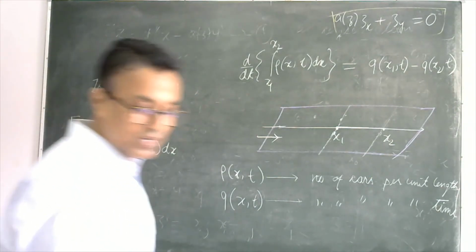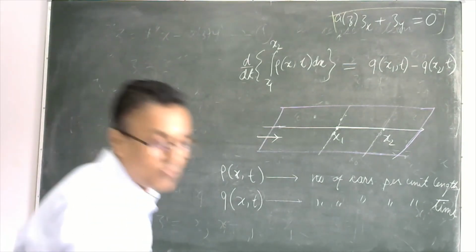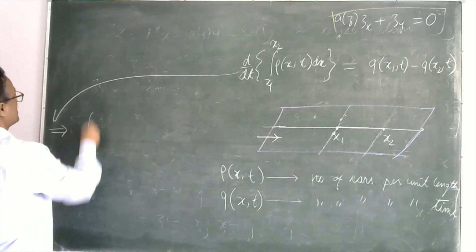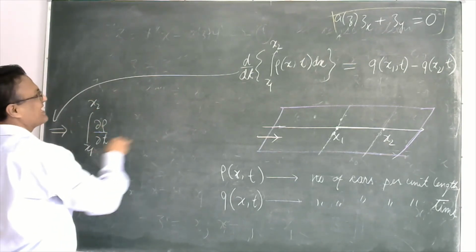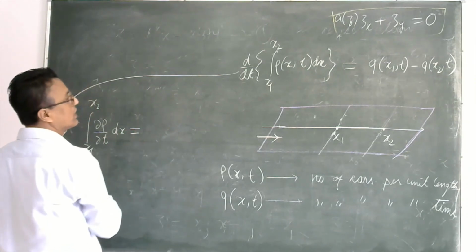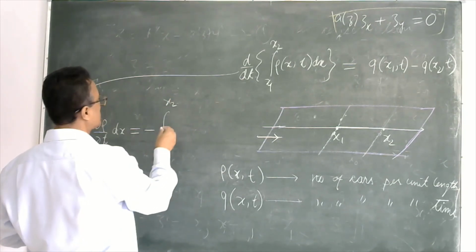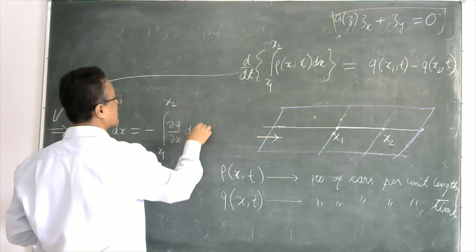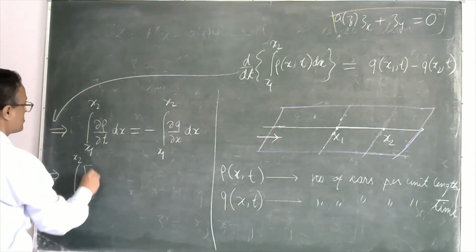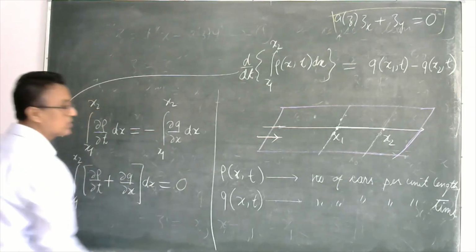So then what we can do? Now from this equation, I can write it as the integral from x1 to x2 of d-rho/dt dx, with the arguments in x, t omitted here, and this is equal to minus the integral from x1 to x2 of dq/dx dx. This can eventually be written as the integral from x1 to x2 of (del rho/del t plus del q/del x) dx, which is equal to 0.